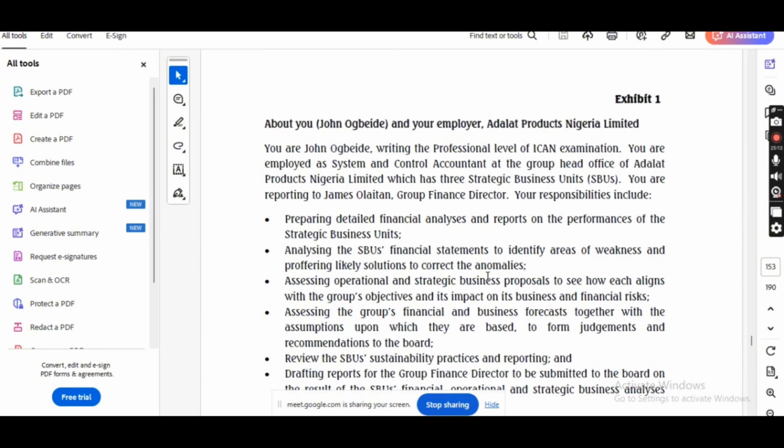Now, that is the company you work in, as a systems and control accountant. This is to tell you that it is an internal report. Why? Because they employed you as a systems and control accountant, and you are to report to the group finance director and perform a financial analysis on the strategic business units. Mind you, they did not mention clients here. So, with that, this is an internal report.